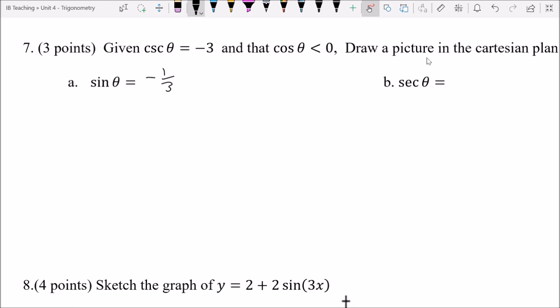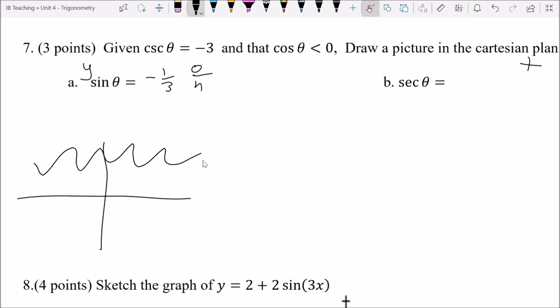We're asked to draw a picture in the Cartesian plane. That just means like the xy axis, or the xy plane, named for Rene Descartes, but that's a story for another day. So what am I going to do here? I'm going to remember that sine is opposite over hypotenuse. And since it's a y value, I'm thinking about it both ways. I know that I'm not in quadrants 1 or 2 because we have a negative y value. So it's going to be down here.